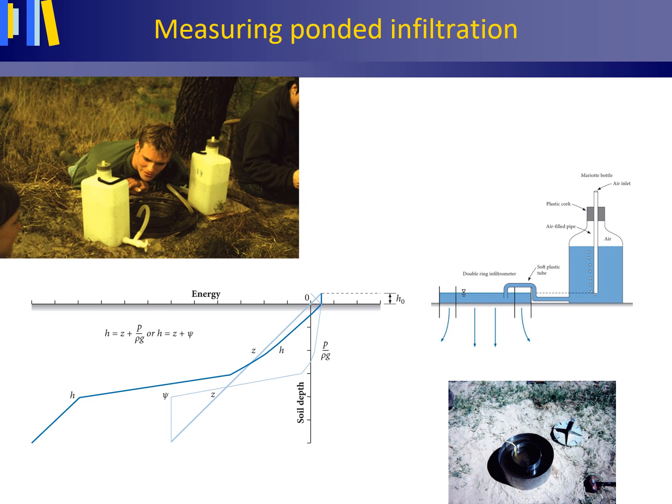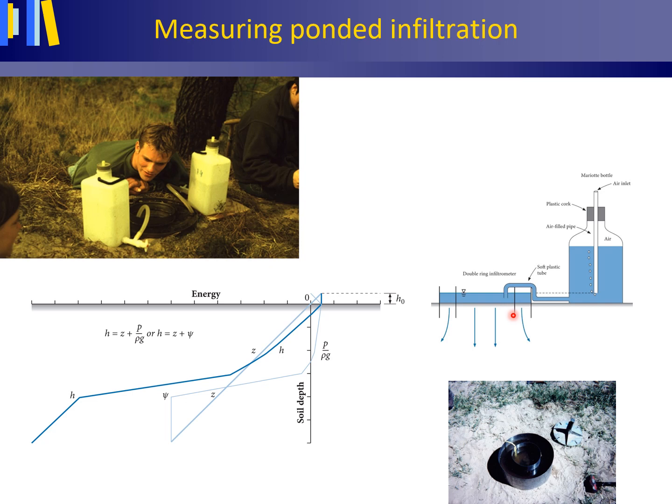This figure shows the essence of an experimental setup to determine the ponded infiltration rate with time. The Marriott bottle is named after French physicist Marriott. The ending of the soft plastic tube between the bottle's water outlet and the inside infiltrometer ring should lie just above the soil surface, well below the intended surface water level in the ring, as no air should enter this plastic tube once the experiment starts.